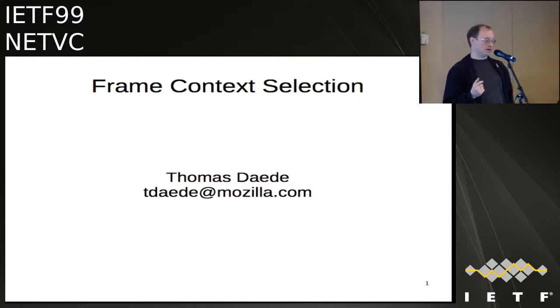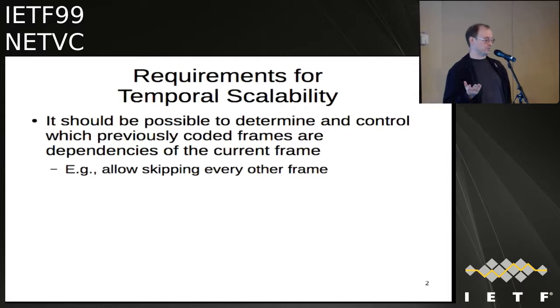Next slide. If you want to actually do something like temporal scalability, it should be possible to determine and control which previously coded frames are dependencies of the current frame, right? So if I have a bunch of layers, I want to know when I can actually drop a frame, and I want to be able to construct the layers in such a way that I can drop frames and not break anything. So for example, allow skipping every other frame to get some kind of temporal scalability. Next slide.